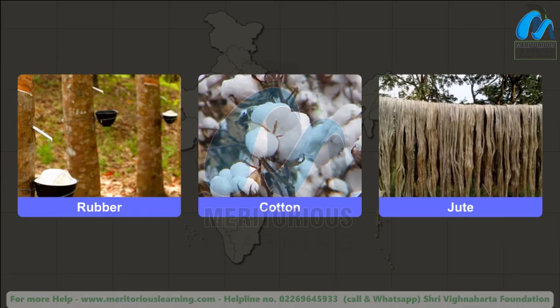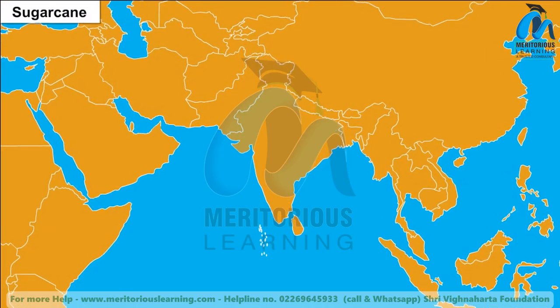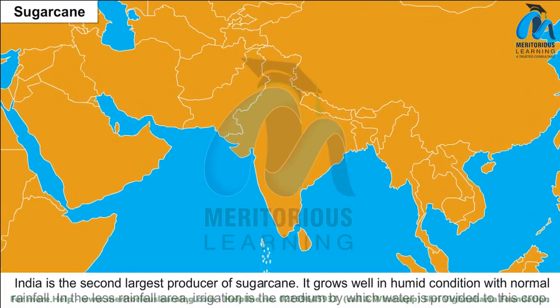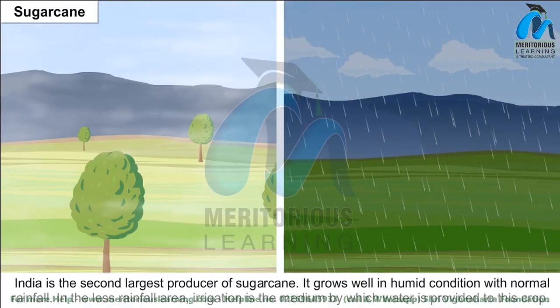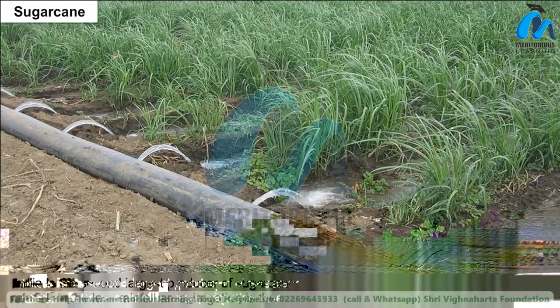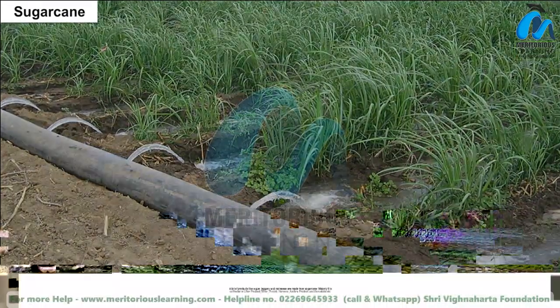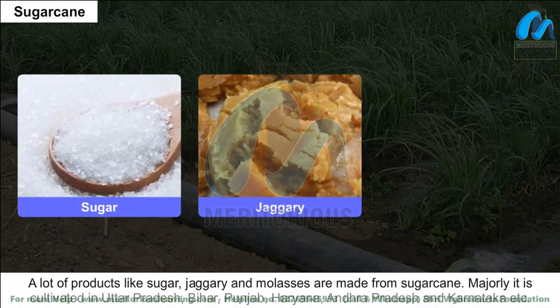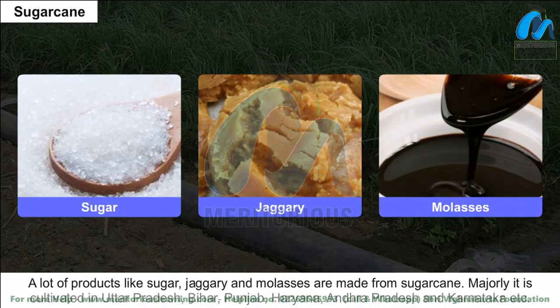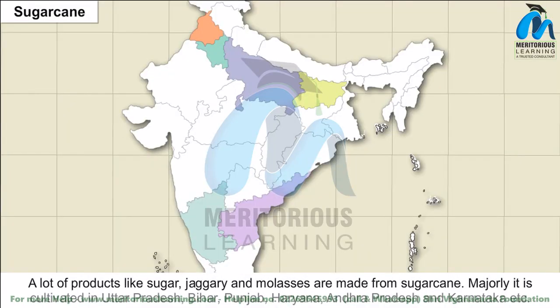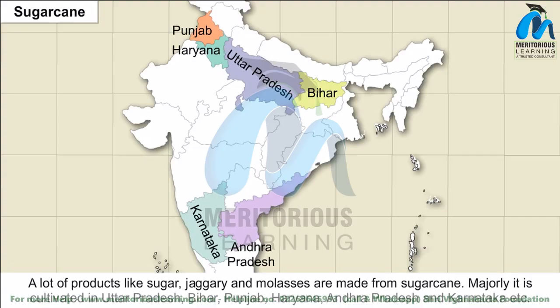Let us know about them one by one. Sugarcane. India is the second largest producer of sugarcane. It grows well in humid condition with normal rainfall. In less rainfall areas, irrigation is the medium by which water is provided to this crop. A lot of products like sugar, jaggery and molasses are made from sugarcane. Majorly it is cultivated in Uttar Pradesh, Bihar, Punjab, Haryana, Andhra Pradesh and Karnataka, etc.